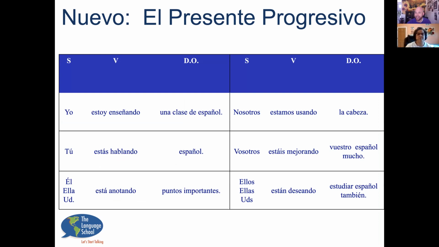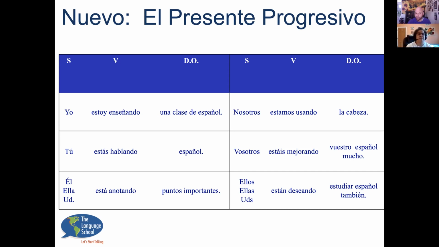So what we have to understand is that the ANDO form of the verb is always going to take place, regardless of who the subject is. And the subject is going to dictate how the verb estar changes. For example, in this first example, yo estoy enseñando una clase de español. The verb enseñar, to teach, is the primary verb that's being used here. But the verb that we're really conjugating is the verb estar, which is almost being used like an auxiliary verb. Tú estás hablando español, you are speaking Spanish.